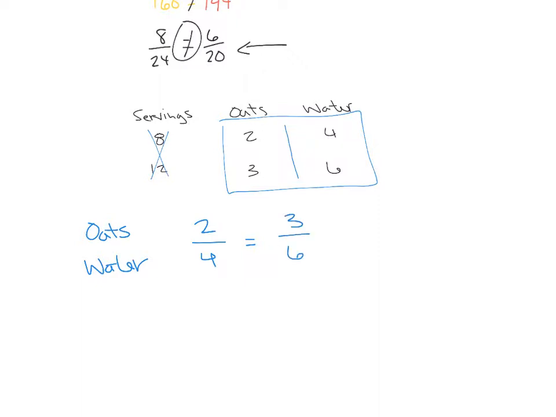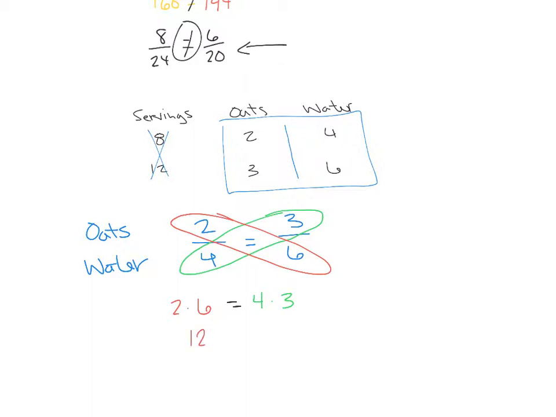Okay? So cross products, circle them. And then let's take the red first, and we have 2 times 6 equals the green of 4 times 3. 2 times 6 is 12, which equals the green of 4 times 3, which is 12. So since those are equal, we can say 2/4 is equal to 3/6, and yes, the cups of water to oats is proportional.